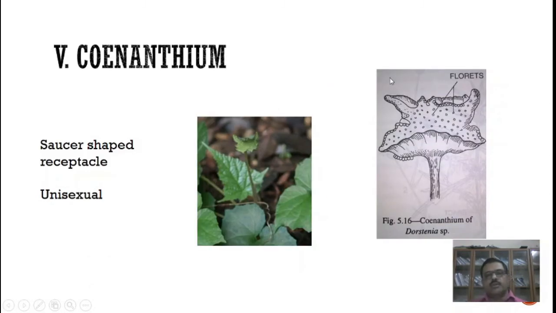Now we come to the final type of special inflorescence which we have to study, which is called the COENANTHIUM. The COENANTHIUM is a characteristic of the plant Dostenia. So it is found in Dostenia, and Dostenia also is a member of the ficus family, Moraceae.